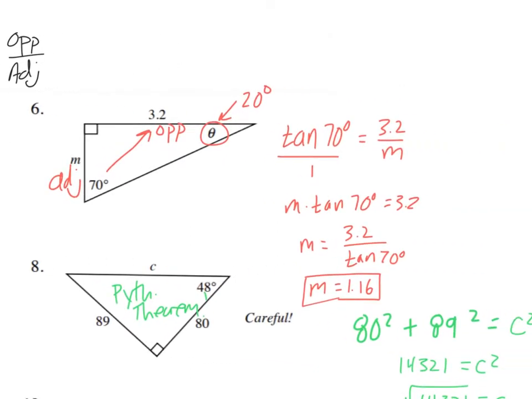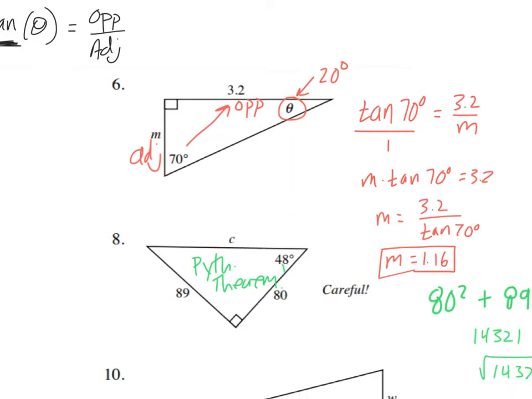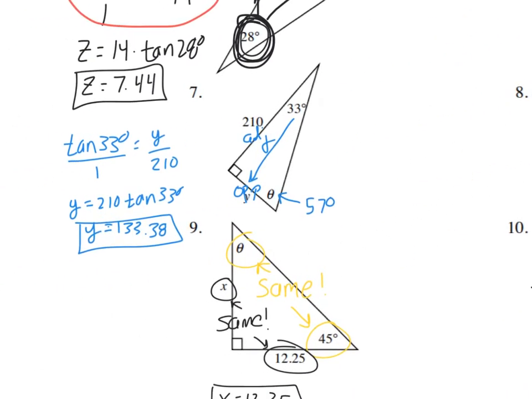As you look at number 6, I ended up getting 1.16. You could have used either 20 degrees or 70 degrees. It does not matter what your reference angle is. It will just change your fraction on the right in that regard. On number 7, hopefully you got 133.38. You can see my work there.